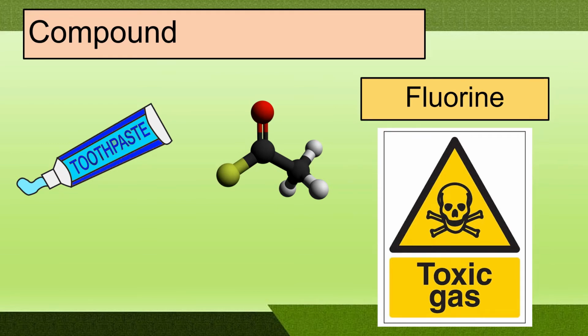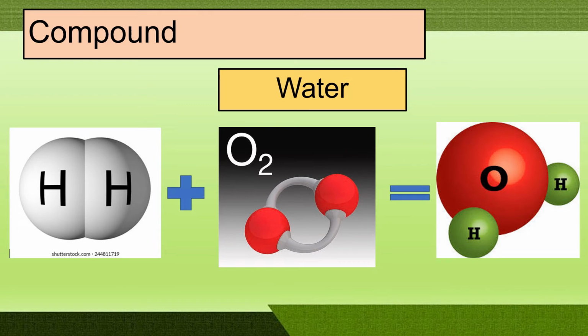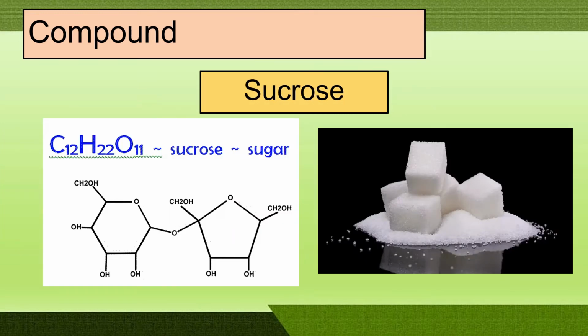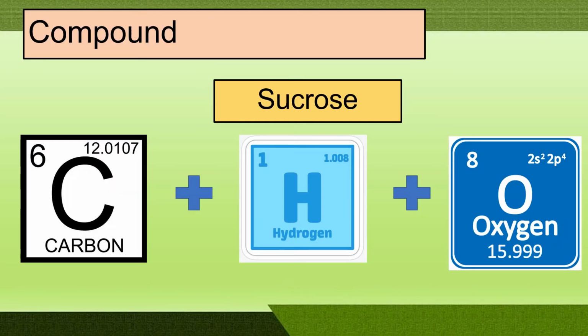Another example of a compound our body needs most is water. It is a combination of the elements hydrogen and oxygen. So when they are chemically combined, they have a new property that differs from their constituent elements. Another example is sugar or sucrose. It is made up of 12 atoms of carbon, 22 atoms of hydrogen, and 11 atoms of oxygen. The food we eat is made up of elements and compounds that our body needs to be strong and healthy.